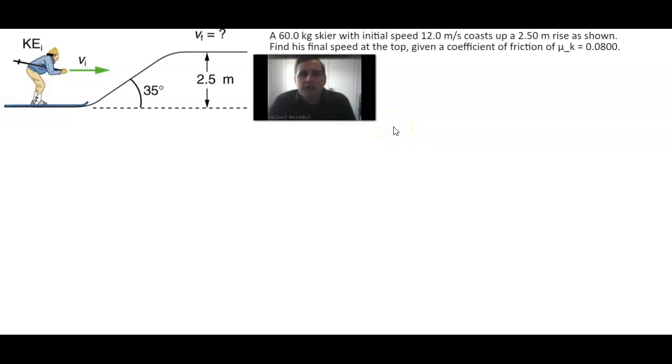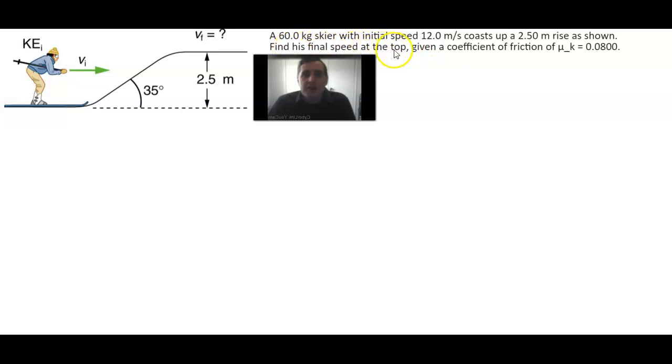Hello, I would like to perform a conservation of energy problem where non-conservative forces do act for a calculus-based Physics 1 class. This is from my lecture slides and corresponds to our Chapter 8. So what we have here is a 60.0 kilogram skier with an initial speed of 12.0 meters per second, coasts up a 2.50 meter rise as shown.